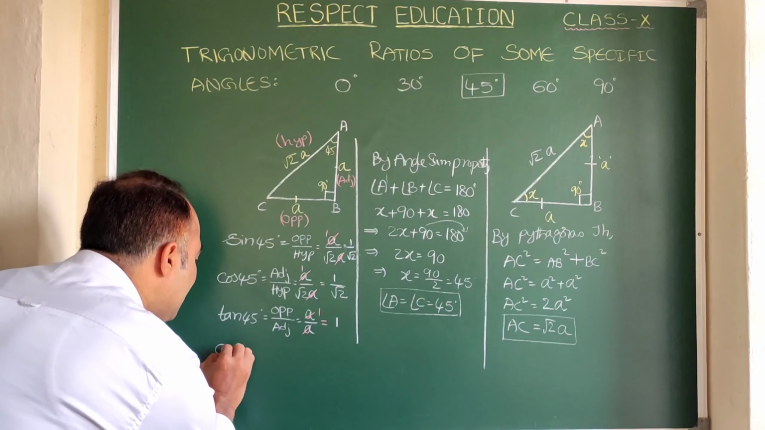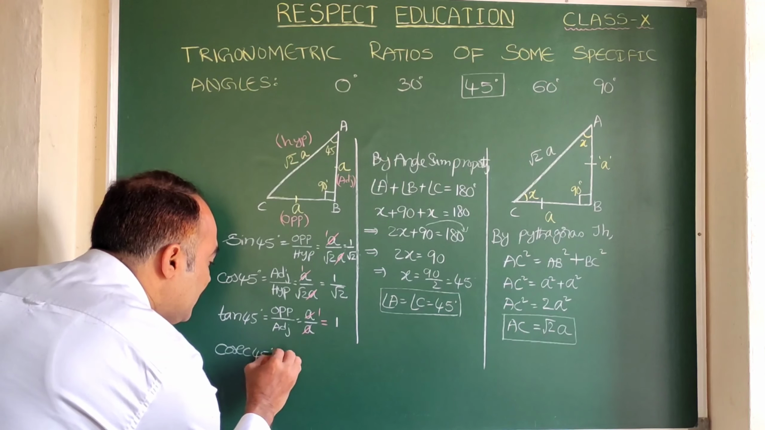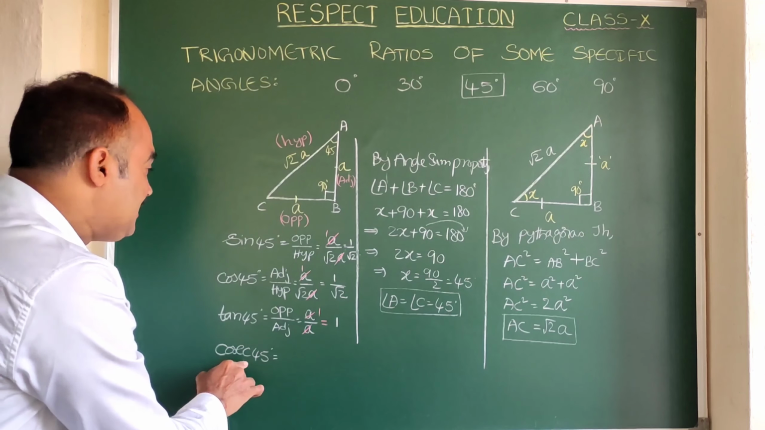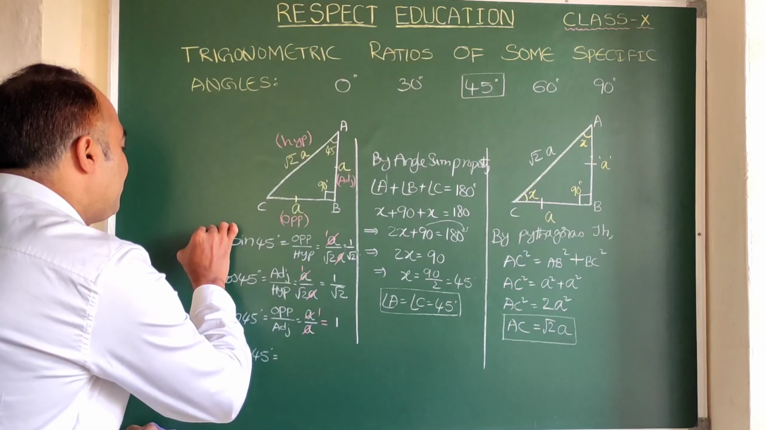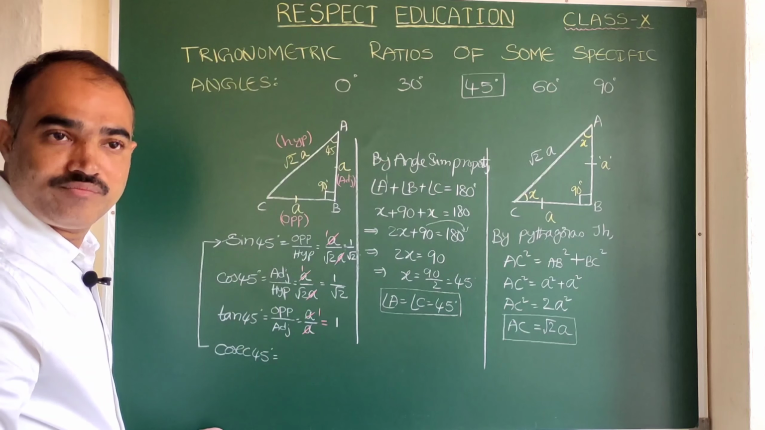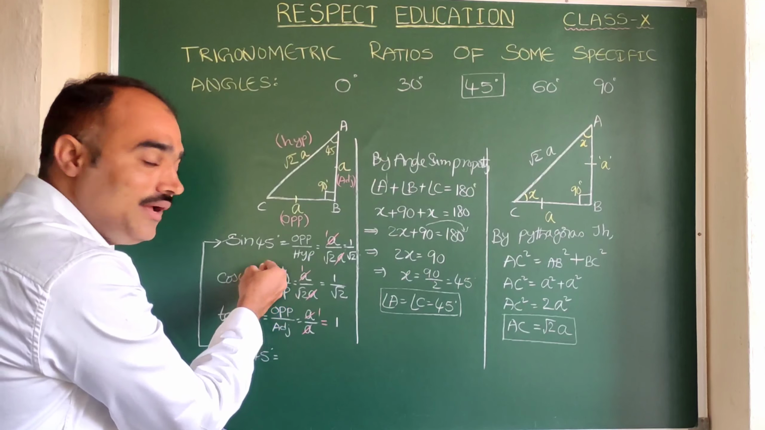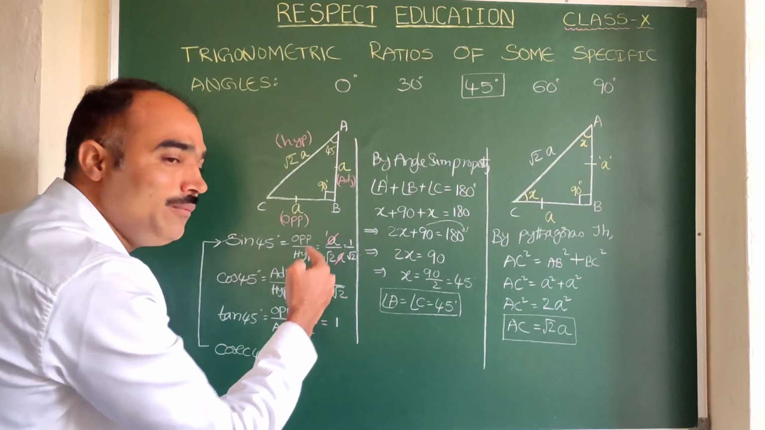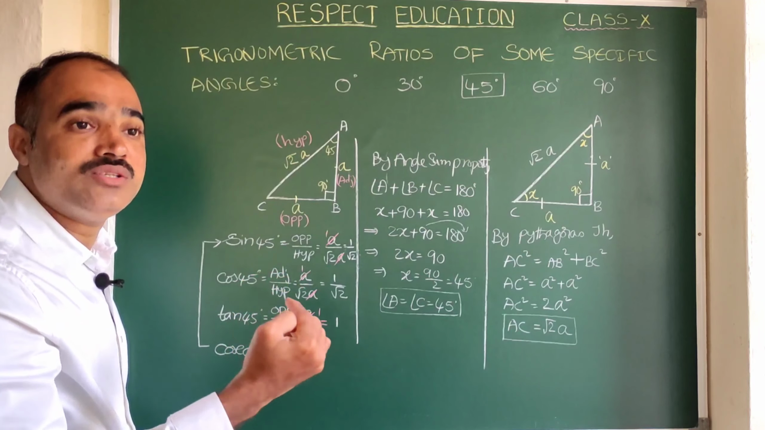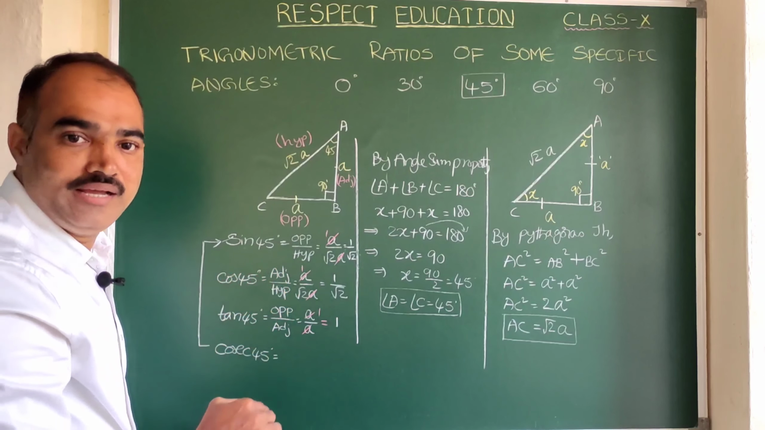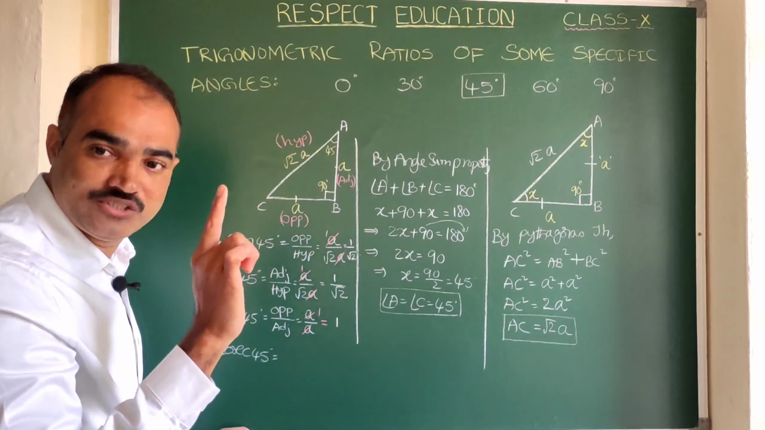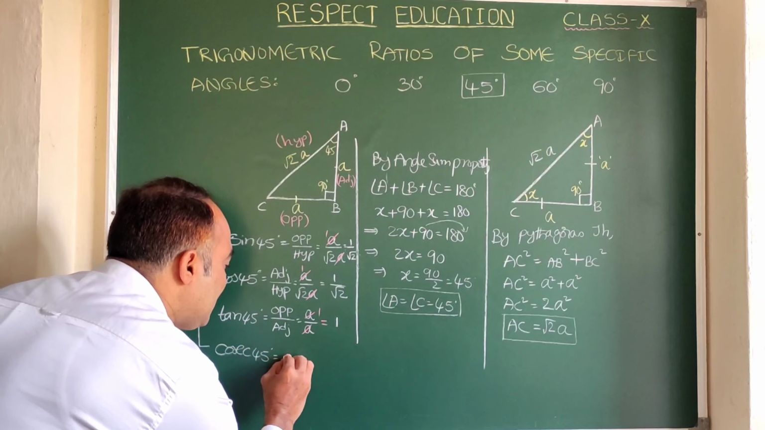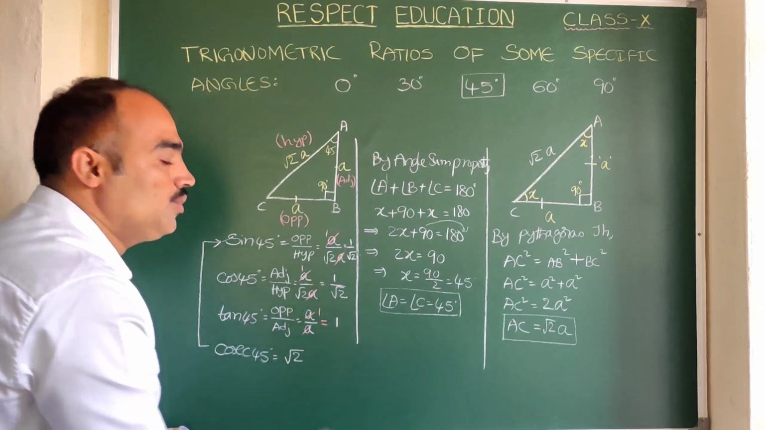Now, using these we can write the remaining three trigonometric ratios also. Here you see cosecant 45 degrees. The formula is the reciprocal of sin theta. So 1 by root 2 will become root 2 by 1. What is root 2 by 1 value? Root 2 only. Any numerator by denominator, if the denominator is 1, then the same value remains. So cosecant 45 degrees is root 2.